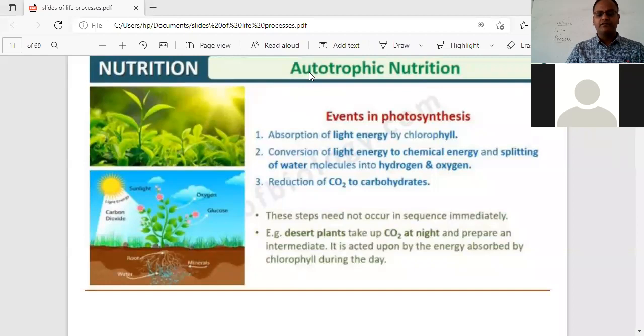Nutrition, we discussed about the autotrophic nutrition, what is autotrophic nutrition, who are the autotrophs, and we have also discussed the process of photosynthesis. And then we were today to discuss the mechanism of photosynthesis. But before going into the mechanism of photosynthesis, let me ask a few questions from our last class, so that I will have an idea that you all have grasped the last class what we have done.